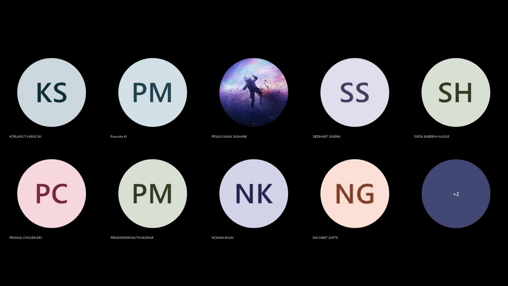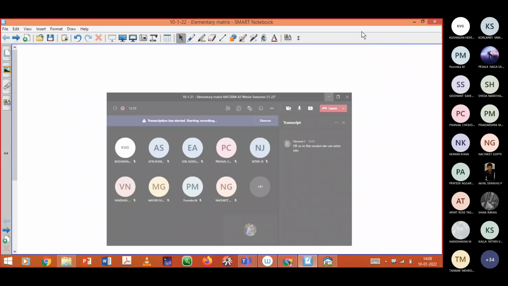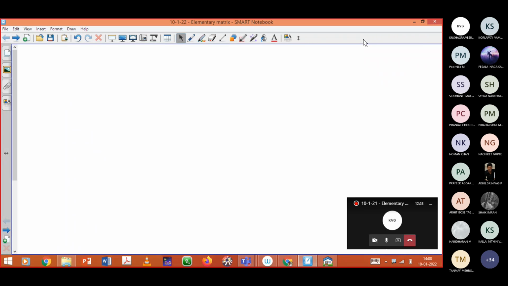In this session, we will discuss the next subtopic of this module, which I've already told you about. That part is elementary matrix. That is quite easy, so we can complete the session in a short period of time. If you understand one problem, then it will be easy to solve the remaining problems also.